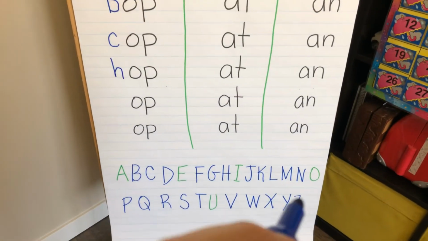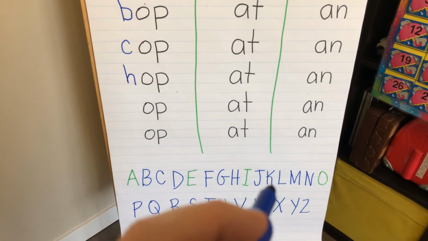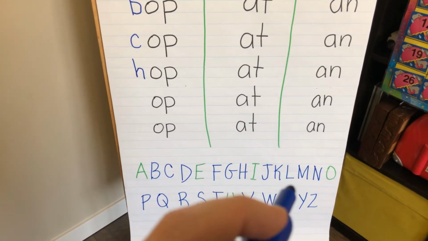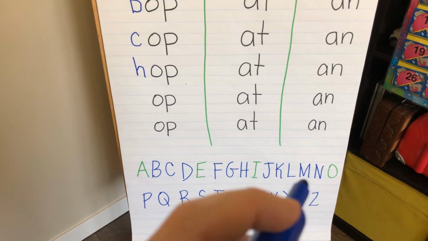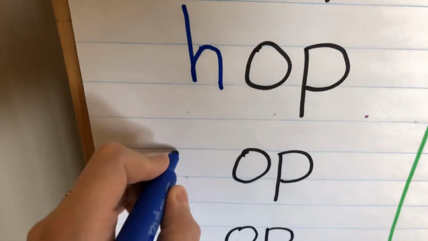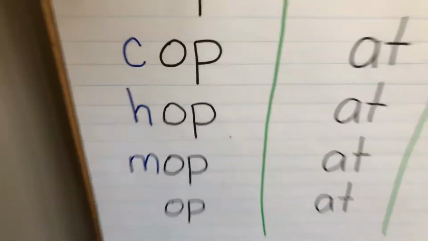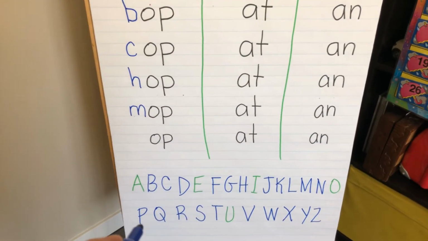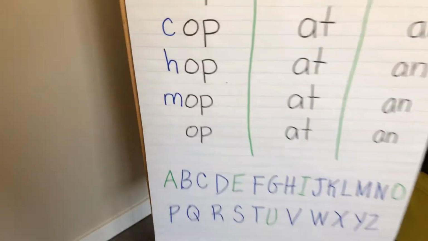So let's see. J, jop, no, cop, but the real cop word is with a C, not a K. L, lop. M, m-op, mop. That's a word, right? So let's put mop here. Mop. Keep going. Got nop. And then remember, no O. Pop. Oh yeah, that's a word, isn't it?